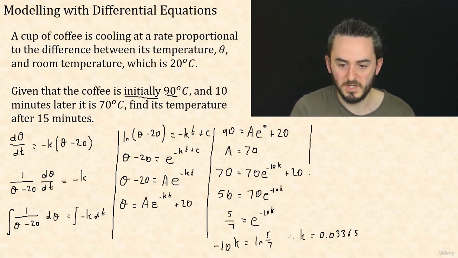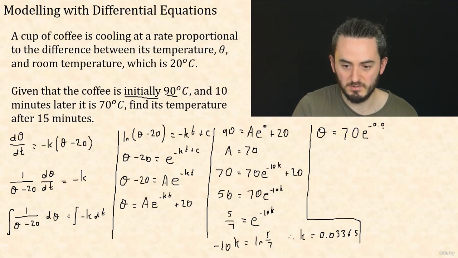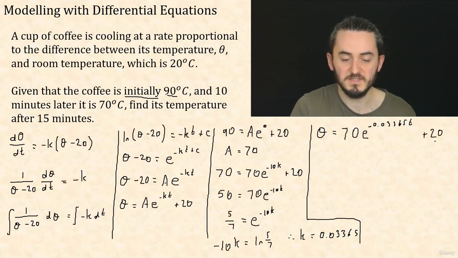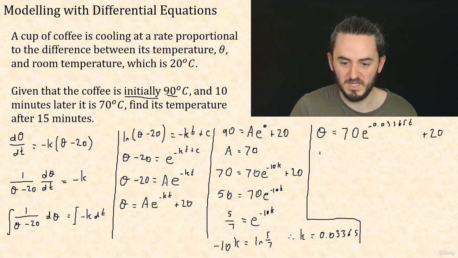So what do we know? We know that this here cup of coffee, its temperature, theta, is, I know what A is, it's 70, so that's 70 e to the minus kt, and here's k, so minus 0.03365t plus 20. And what do we want to know? We want to know what's its temperature after 15 minutes.